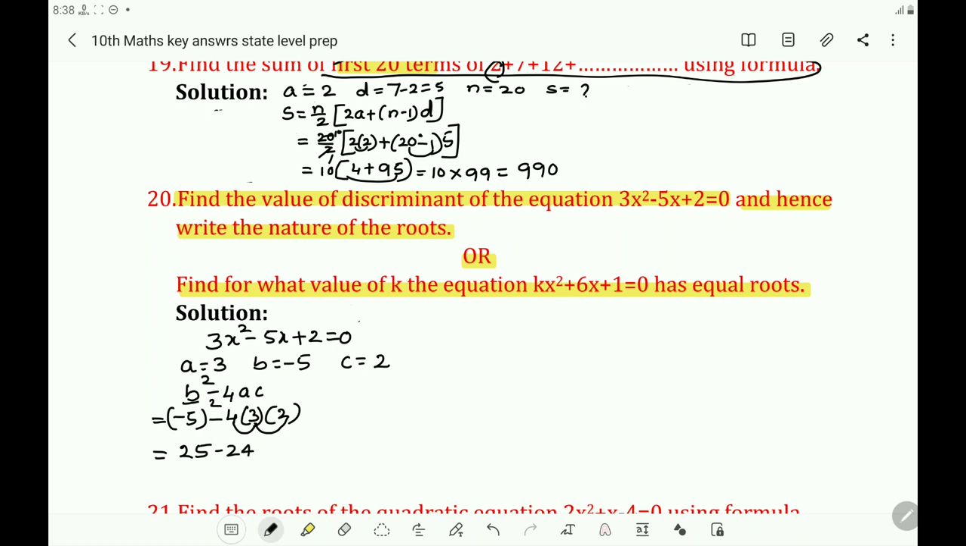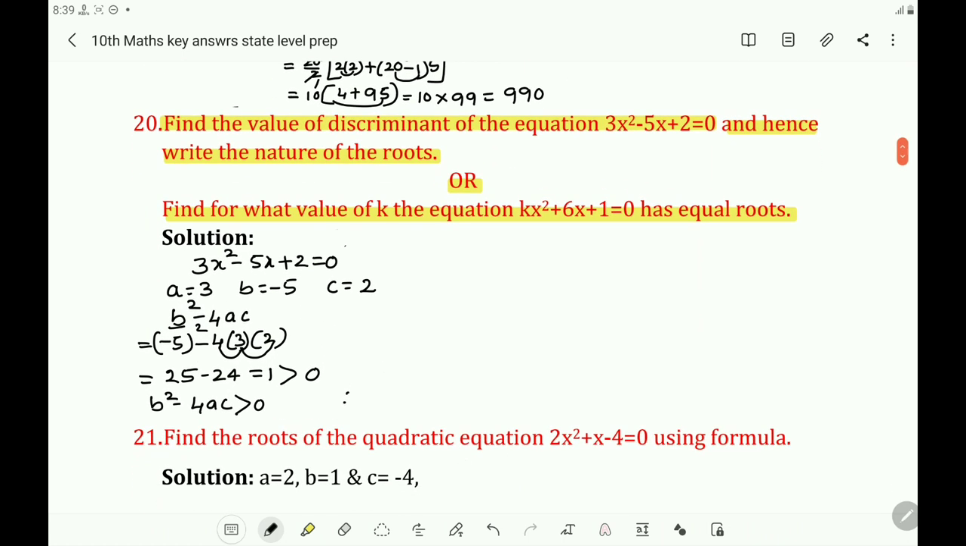12 2's are 24. So you got 1 which is greater than 0. Here you got that b square minus 4ac is greater than 0. Therefore, what you can write about the nature of the roots: as b square minus 4ac is greater than 0, roots are distinct and real. As b square minus 4ac is greater than 0, roots are real and distinct.